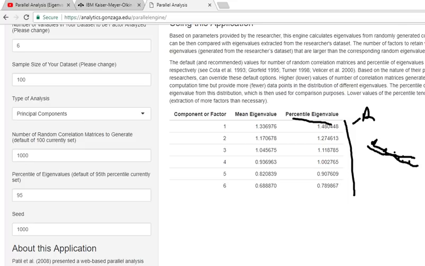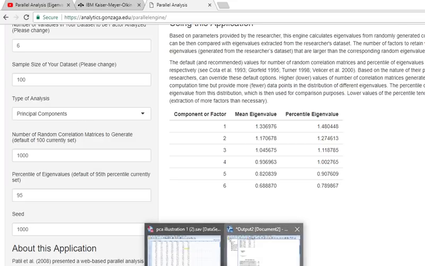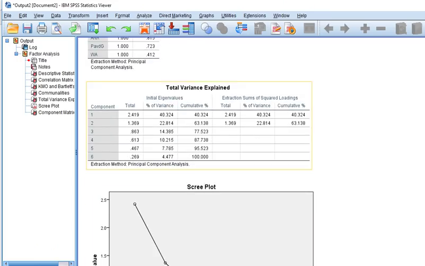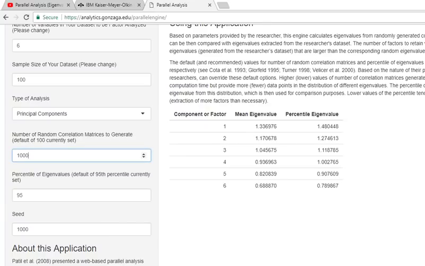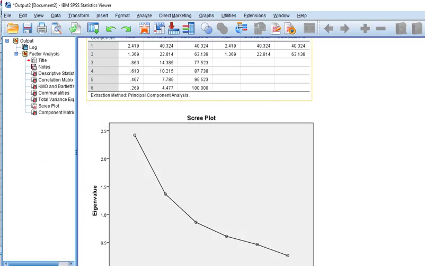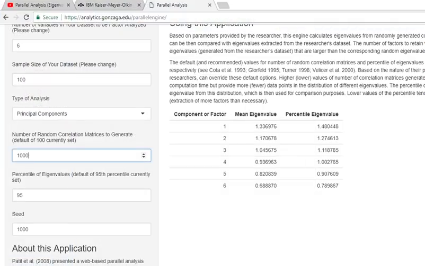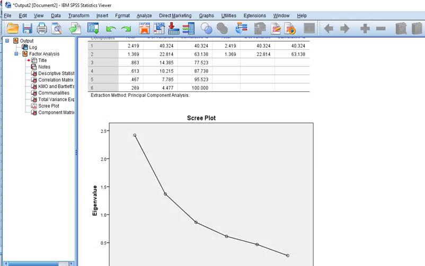You can see right here that the first eigenvalue is 1.48. If I look at my output for the eigenvalues, it's 2.419. So I'm at least going to retain the first component. The second eigenvalue is 1.27, and that is less than the 1.369 that I have right here. Let's see, what was the first one again? It was 1.48, then 1.27. So 1.48 is right around here, and 1.27 somewhere in this neighborhood right here.